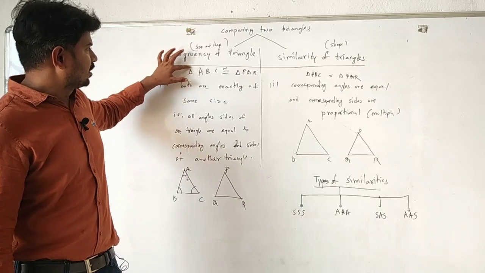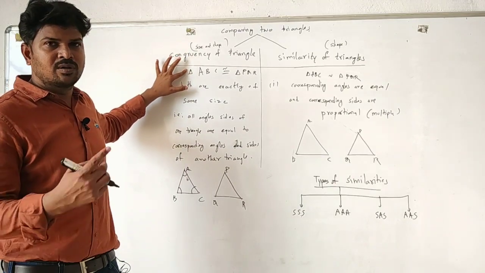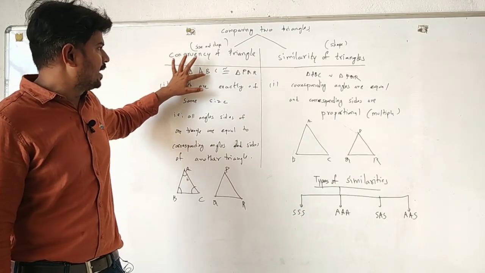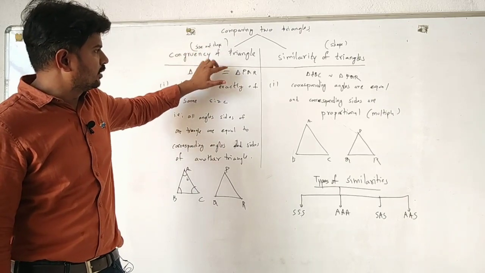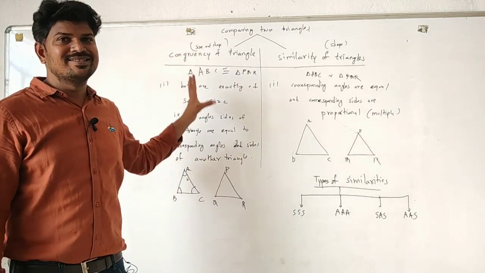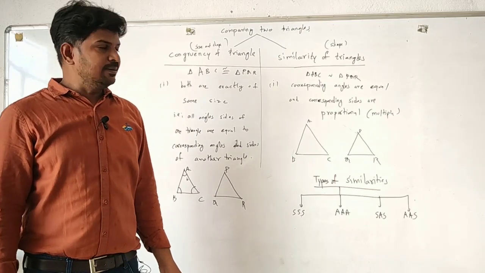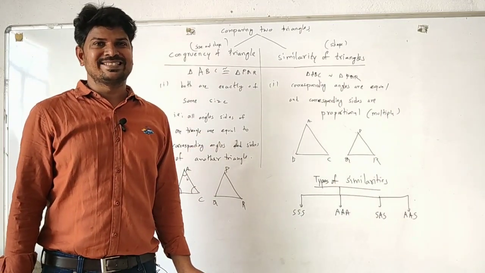I use the symbol of triangle in order to call it a triangle. Triangle ABC is congruent to triangle PQR. This is regarding congruence. Okay. Next we go to the topic called similarity.